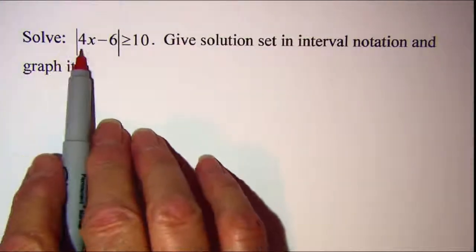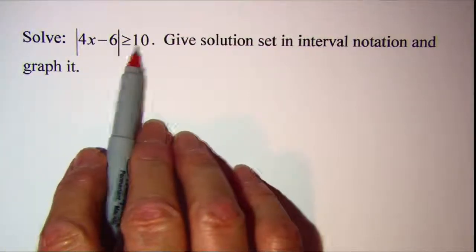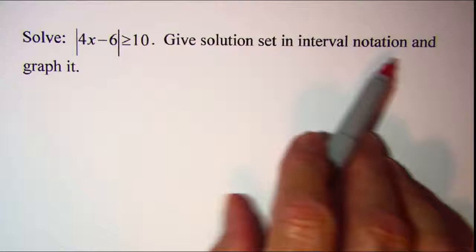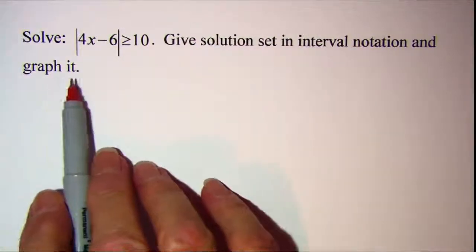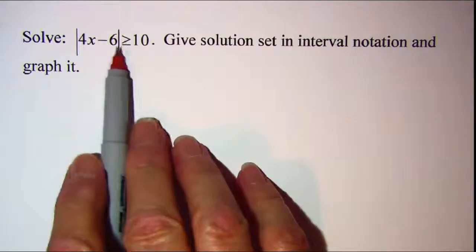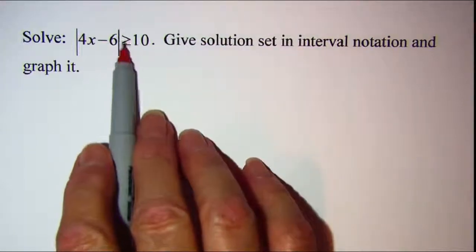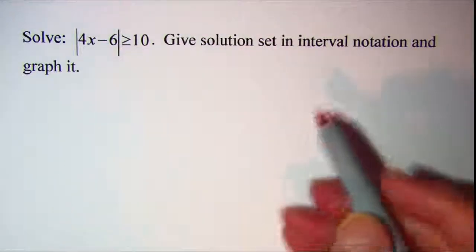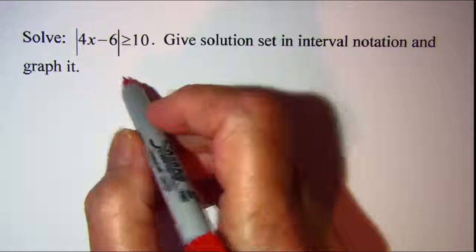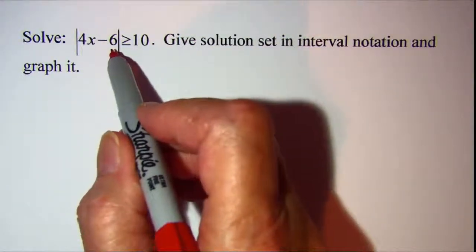I'm asked to solve the absolute value of 4x minus 6 is greater than or equal to 10, and then give the solution set in interval notation and graph it. All right, so we need to remove the absolute value marks. We're going to use property 4 because this is a greater than symbol. And so property 4 says I need to write two separate inequalities.